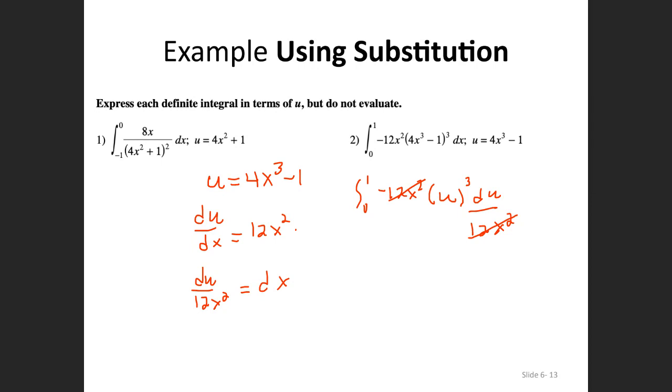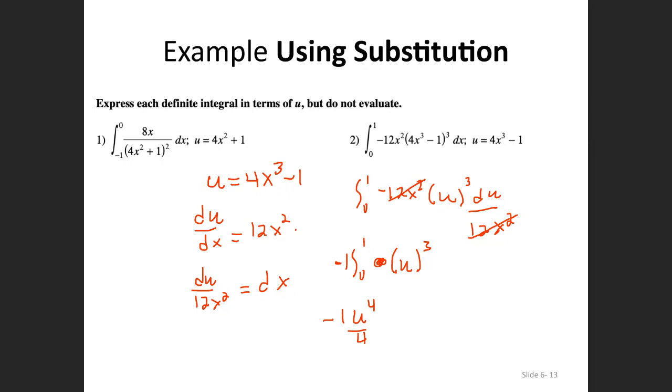So I ended up with the integral from 0 to 1 of negative u to the third. I'm going to bring that negative out front because it really doesn't matter. It's a constant. I can bring it out to the front. So I'm going to take the integral here. The integral of u to the third is u to the fourth over 4. I still have the -1 out in front.